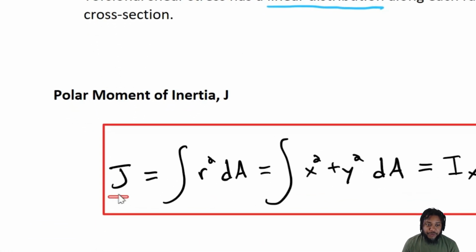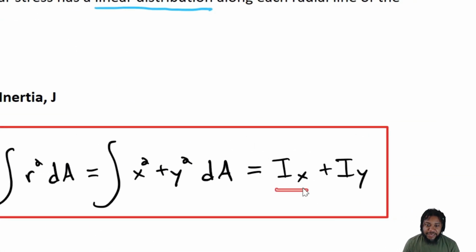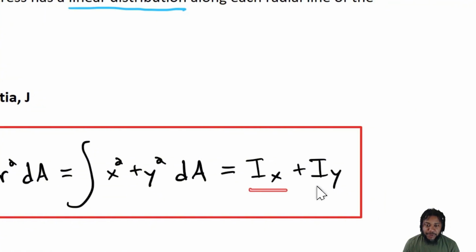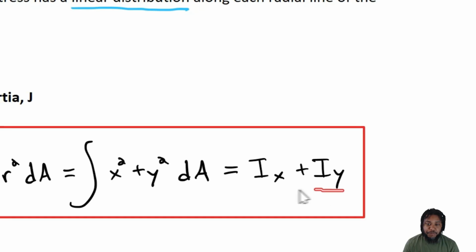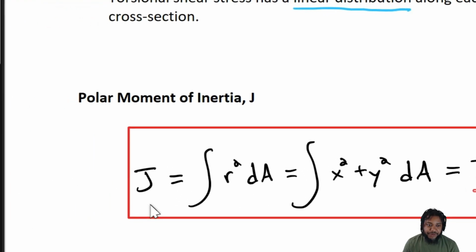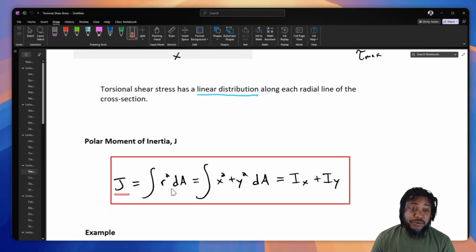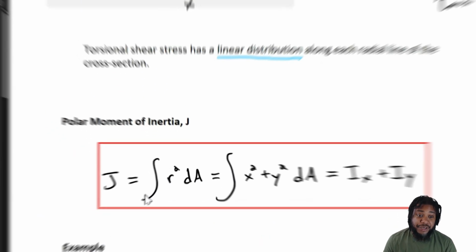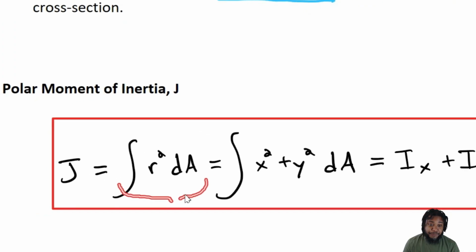Now, if we look at this expression closely, we can actually divide it out and find that the polar moment of inertia is equal to the second moment of inertia with respect to x plus the second moment of inertia with respect to y. So if we already have these two parameters, we can sum them together to get J. If we don't, if we have some complex geometry, we may need to solve the integral.